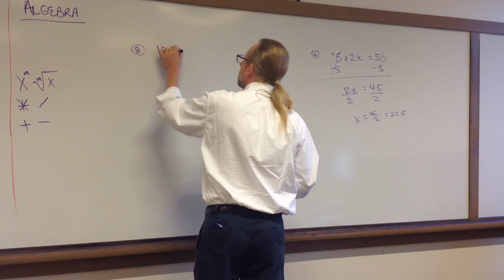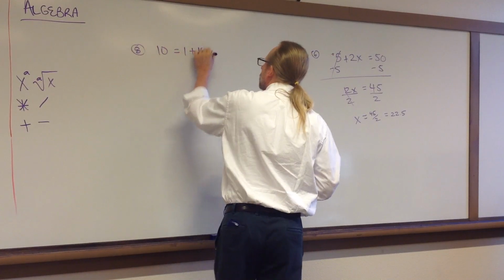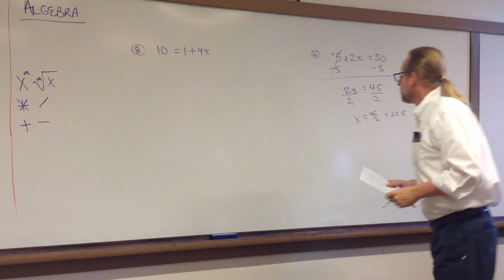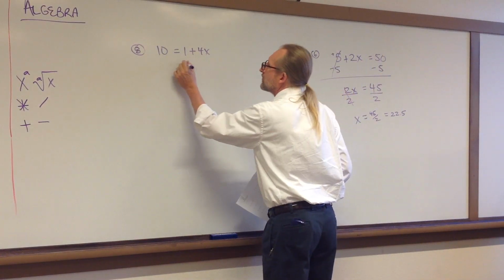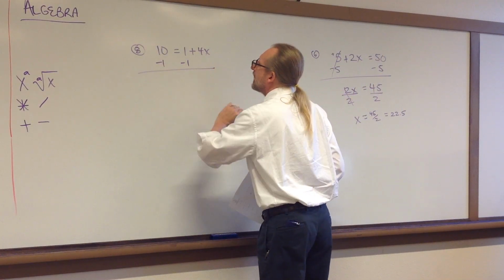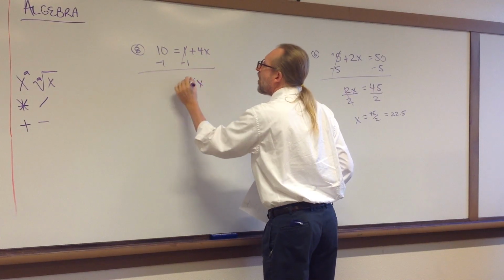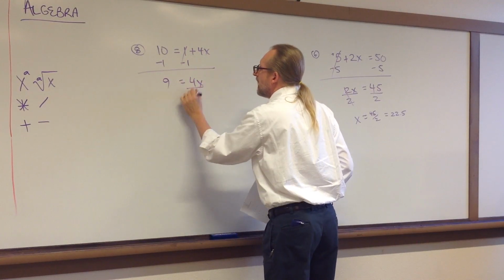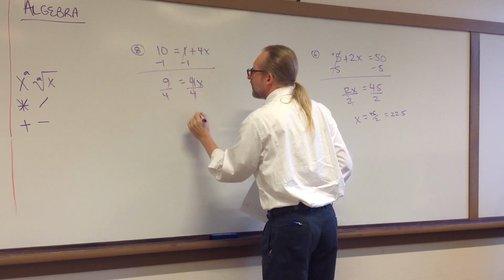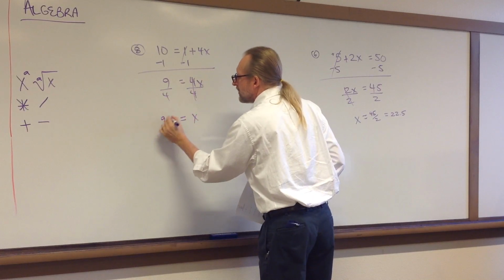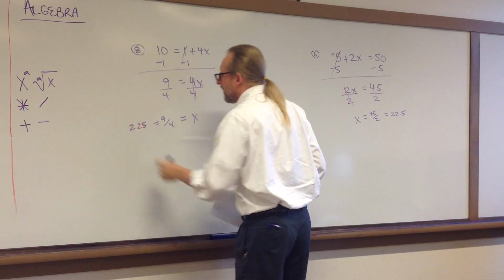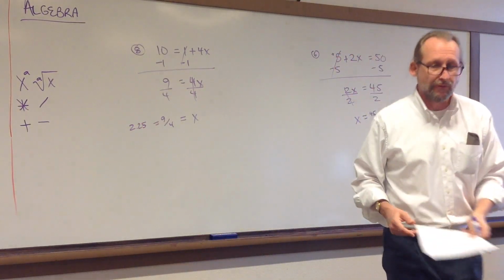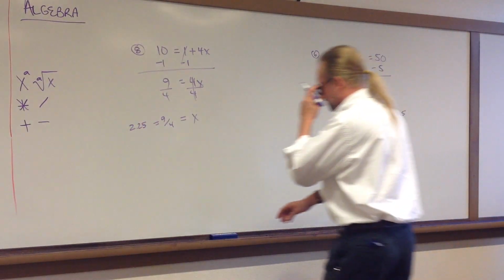Problem 8. We've got 10 equals 1 plus 4x. And so again, this is very similar to problem 6. Okay, we're going to subtract 1 on both sides. And that'll be 9, and then divide by 4 on both sides. And again, you can call this 9/4, you can call it 2.25, or you can call it 2 1/4. They're all the same thing.